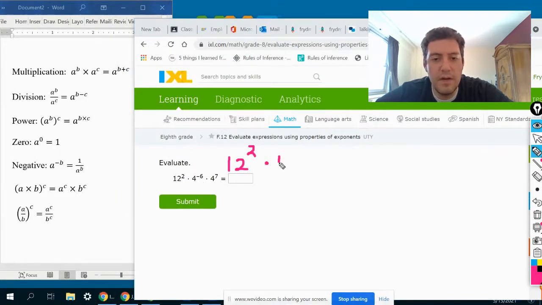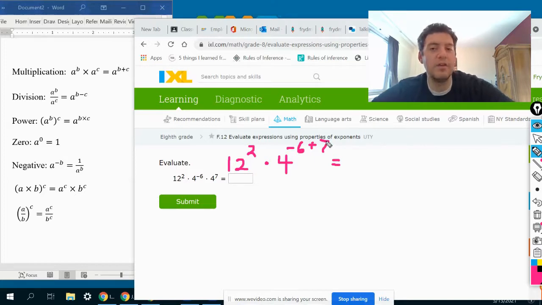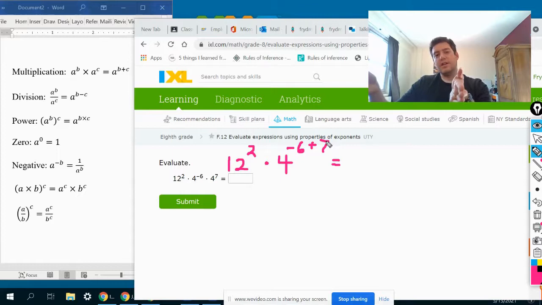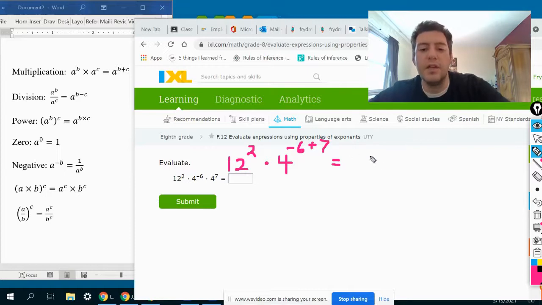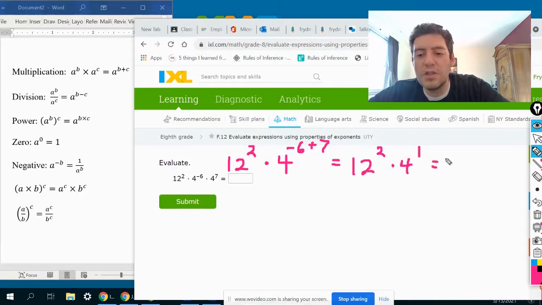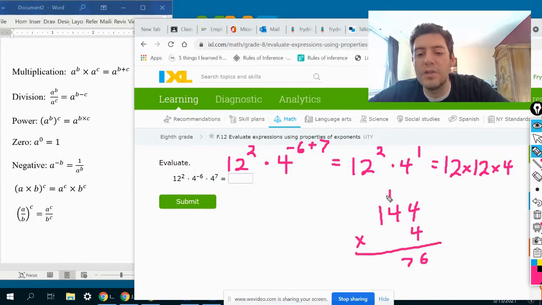So this is times 4 to the negative 6 plus 7th power. So negative 6 plus 7 is positive 1. If you think of a number line, if you're at negative 6, if you go 7 spaces to the right, then you would be at positive 1. So we're going to get 12 to the second times 4 to the positive 1. So this is just 12 times 12 times 4. 12 times 12 is 144, and then 144 times 4, let's work that out here. 4 times 4 is 16, plus 1 is 17. That's going to give me 576.